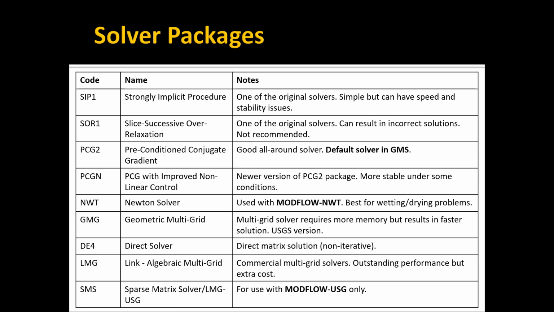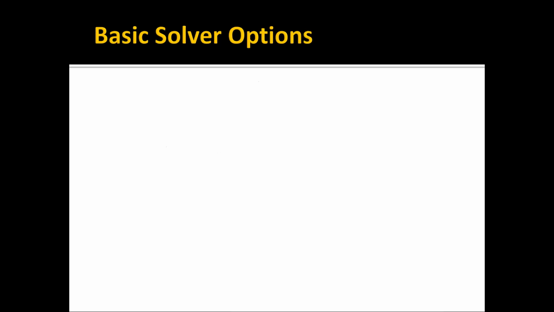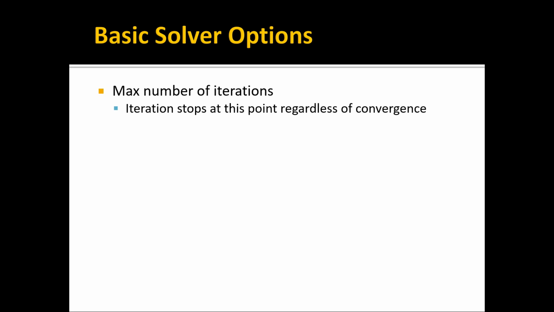Now, for each of the iterative solvers, there are some basic solver parameters that you need to be familiar with. And if you remember nothing else from this lecture, this slide is really important. One of those solver parameters is the maximum number of iterations. As I mentioned, you start out with a set of starting heads, and it makes a series of iterations where it attempts to improve those head values until the governing equations are satisfied.